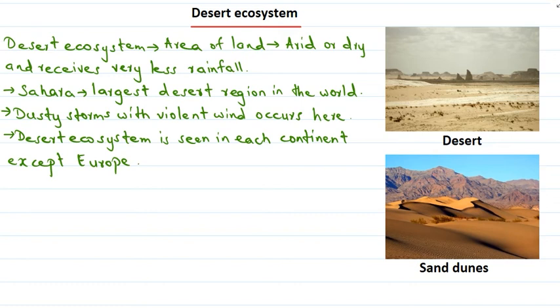So there are four types of deserts: hot and dry, semi-arid, coastal, and cold and dry deserts. Okay, so we'll be studying about each of these. Okay, first we will start with hot and dry desert. So what are the common features of these deserts?